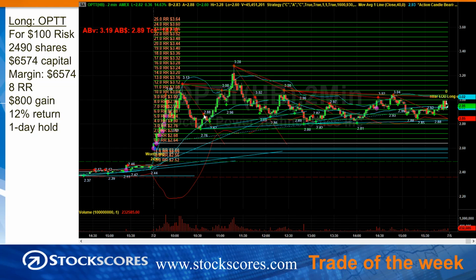Now the economics of the first one were such that it required 2,490 shares for the position, $6,574 of capital. It was below $3, so it's hard to margin that, so no margin there. If we use the upward trend line break as a sell signal, which is what we typically do, it earned about 8 times risk. So that's an $800 profit for $6,574 of capital, a 12% return on a one-day hold, on a relatively quiet trading day before the long weekend.